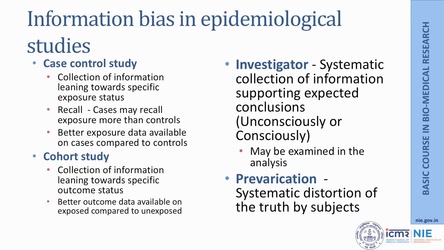Information bias can be introduced in a study by what the investigator does, in the way in which the investigators collect the information about the cases, about the controls, about the exposure, about whether they get the disease or not, and if there is a systematic way in which this is being done irregularly, that can lead to information bias. And last but not the least, remember that in observational epidemiological studies, we are dependent on what our study participants tell us, and if there is any systematic distortion of the true facts by the study participants, that is anyways going to lead to information bias.